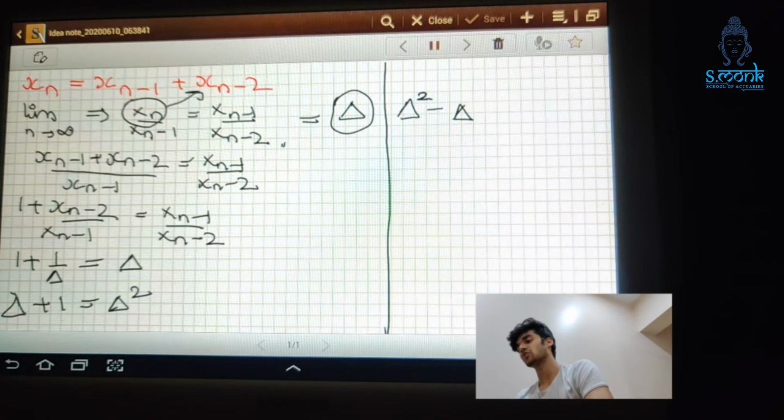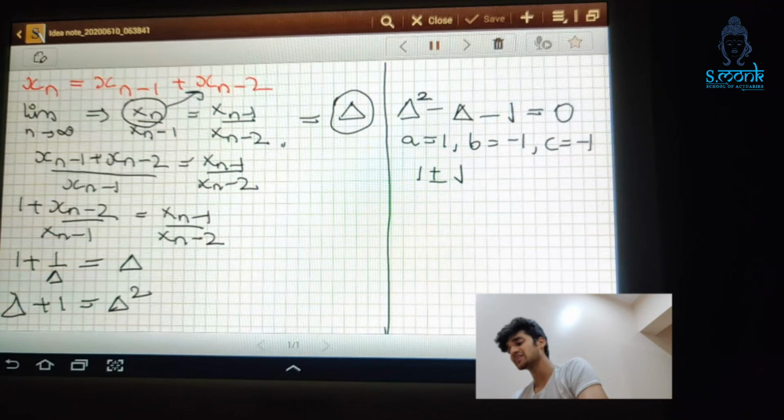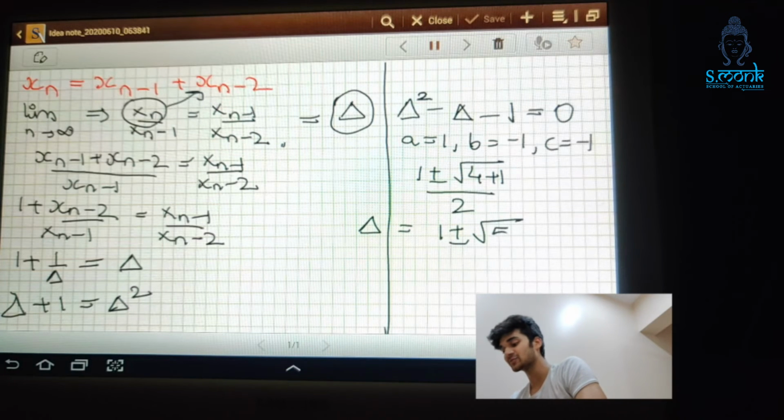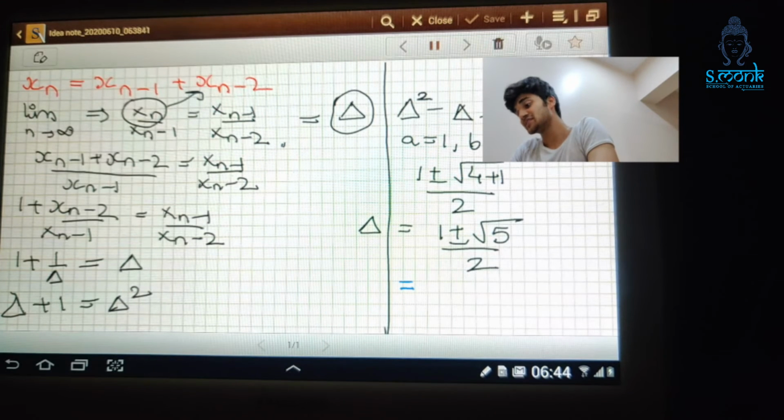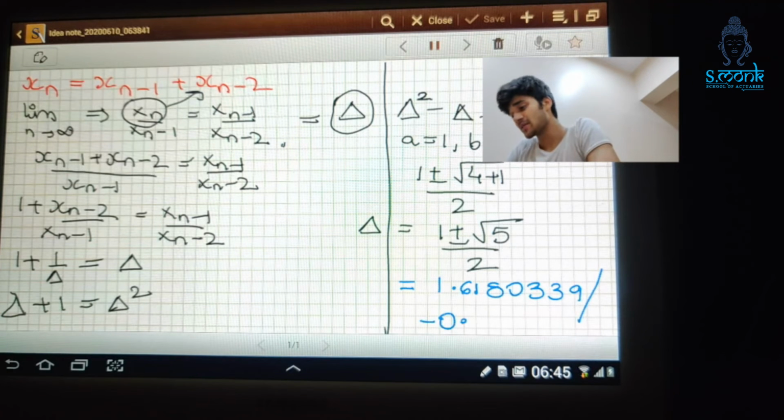This actually gives us a quadratic equation in the form of ax square plus bx plus c, where x, the root, is actually given by the formula minus b plus minus root b square minus 4ac upon 2a. Equating that into our current equation, we get x, which is delta in this case, as 1 plus minus root 5 upon 2. Putting that into a calculator, we get the answer of 1.61803339, which is the golden ratio, and minus 0.61803339. If you notice, over here we took a general xn term.